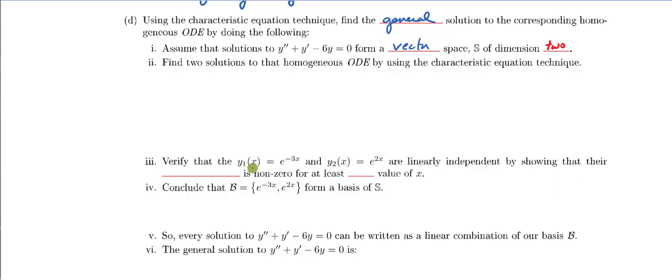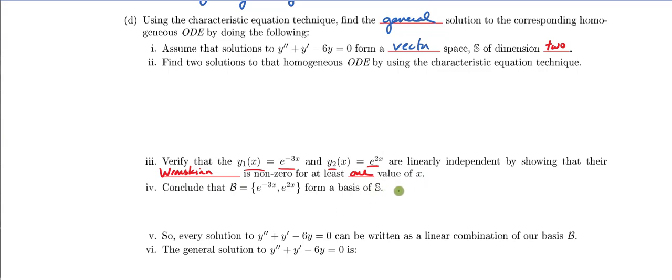So you should have found that y1 equals e to the minus 3x and y2 equals e to the 2x are two linearly independent solutions. Or excuse me, at this point, all we've done is show that these are two solutions to the homogeneous ODE, and we now want to show that they are linearly independent by showing that their Wronskian is non-zero for at least one value of x on some interval. And I didn't leave you enough room to do this, so let's go ahead and do it over here.